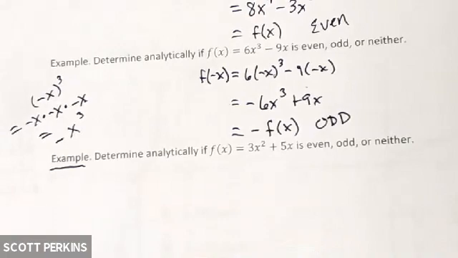So spoilers, if you do the last problem for homework, and we'll do it together next time, you are going to get neither for that one. That's the result. So give it a try, and we'll see how you did next time.